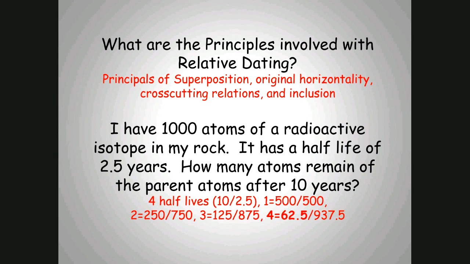The principle of original horizontality says that, unless exceptional conditions exist, each layer has been laid down horizontally or deposited as horizontal sediments. Cross-cutting relationships: any formation that cuts across other formations is younger than those that it cuts across. That goes for any kind of fault line, for example.